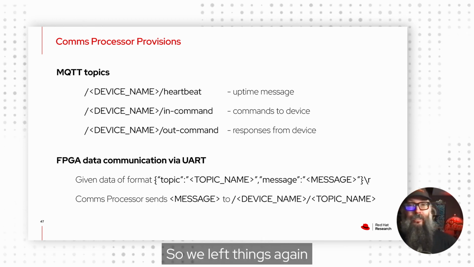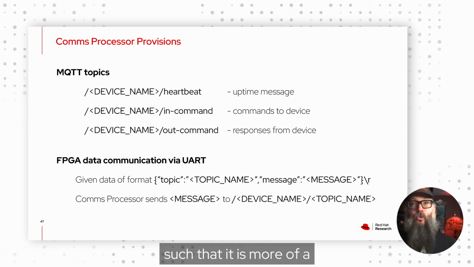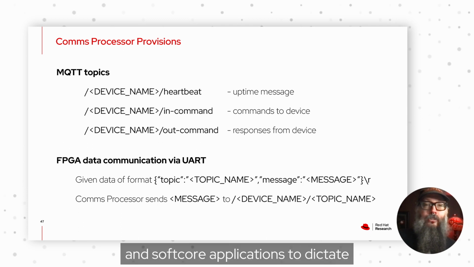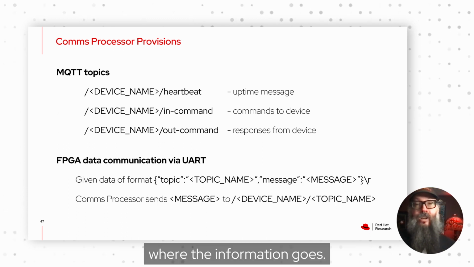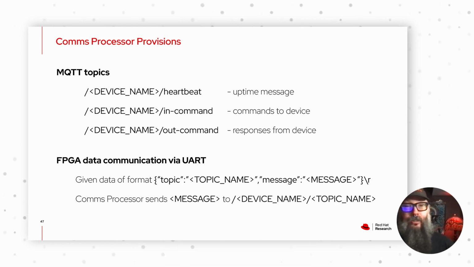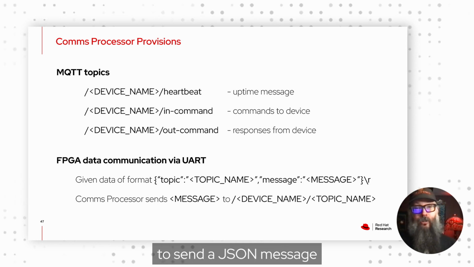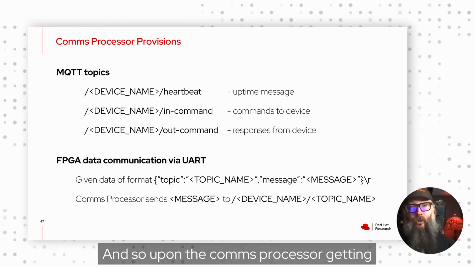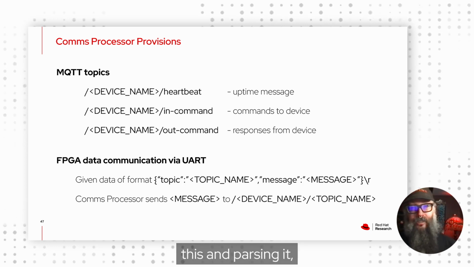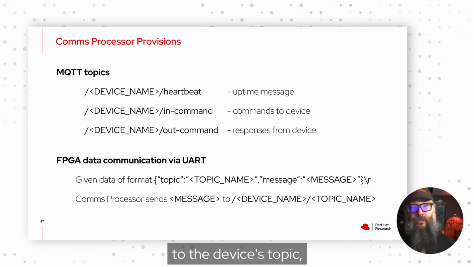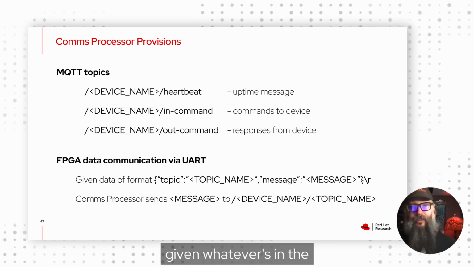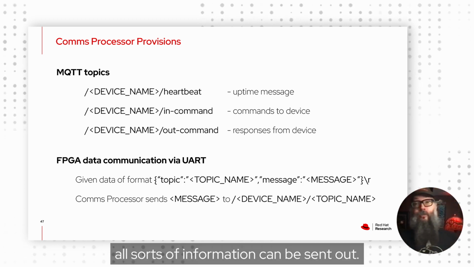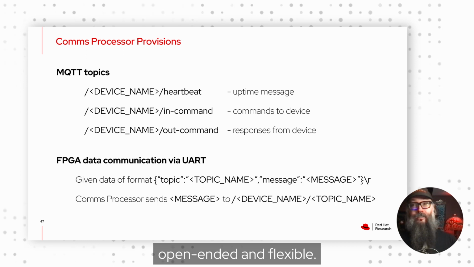So we left things, again, with the comms processor such that it is more of a pass-through as much as possible. And what I mean by that is we want the FPGA and softcore applications to dictate where the information goes. So as we can see here, we allow the softcore to send a JSON message that gives a field for topic and then a field for message. And so upon the comms processor getting this and parsing it, it will then send whatever is inside the message to the device's topic, given whatever's in the value area for the topic field. And that way, if you think about it, all sorts of information can be sent out. It keeps things really open-ended and flexible.